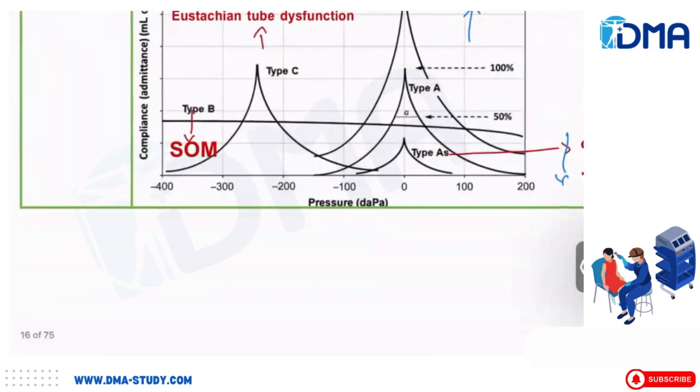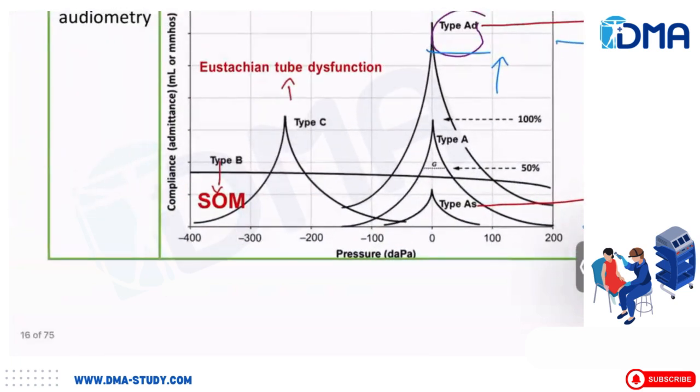The curve number 3 is if the patient is having a chronic negative middle ear pressure due to eustachian tube dysfunction. So this is zero pressure. For all these, the pressure is zero. If the pressure becomes negative, it is called type C curve, seen in eustachian tube dysfunction. So type C curve is seen in eustachian tube dysfunction.